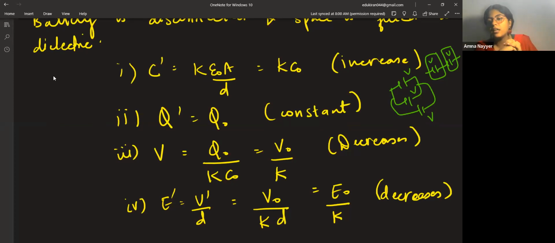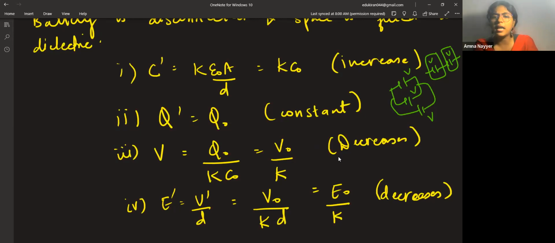Charge and potential, if you remember, electric field will be as it is, what is happening to potential. C will be K epsilon naught A by D. That is K times it is increasing, right? And charge is equal to Q naught. That is, it is remaining constant. Potential, because it is decreasing by K times. I think in your test also this came. Charge decreasing.